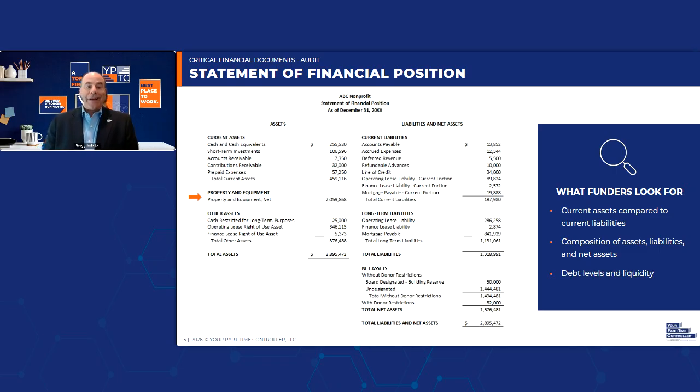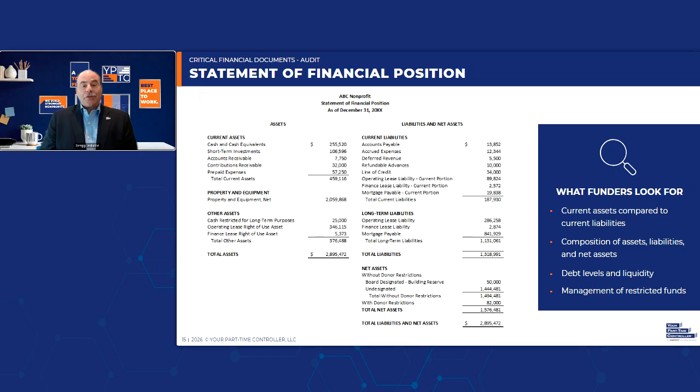Funders are going to look at debt levels and liquidity, and we can see here that they've actually created a little reserve to maintain the building, which is great. That shows, I think, prudent financial management. And finally, funders are going to look at how restricted funds are managed. Too high a percentage of restricted funds, again, is going to call into question the flexibility an organization has, which is not the case here.